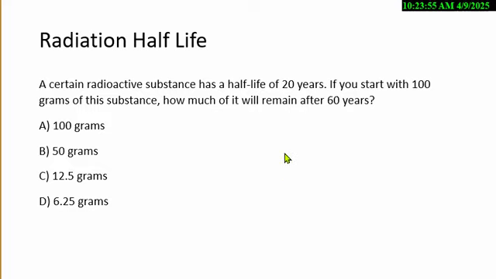Okay. Then the radiation one, the ASPs get the inverse square law a lot. The CSPs get the half-life question, it seems like. So I would say probably 60% are getting the half-life question. A radioactive substance has a half-life of 20 years. So if you start out with 100 grams, at the end of 20 years, you got 50 grams. That's what they're going to do for one half-life. Now they're asking how much would remain after 60 years? A, 100 grams, B, 50 grams, C, 12.5, D, 6.5.